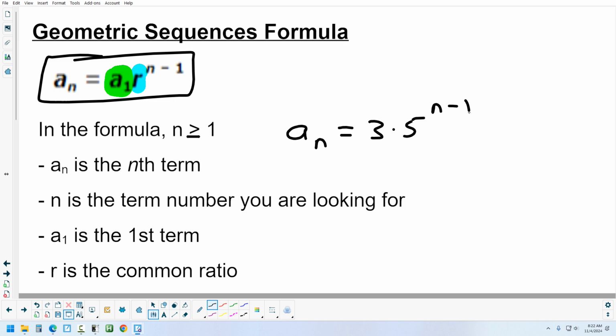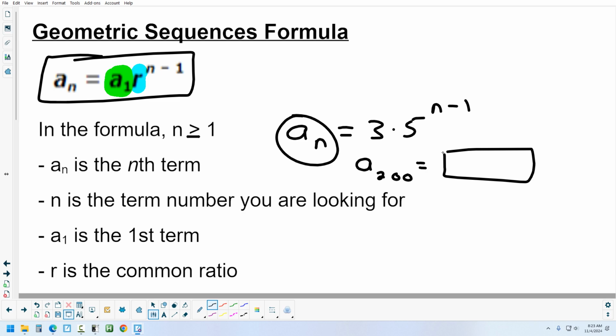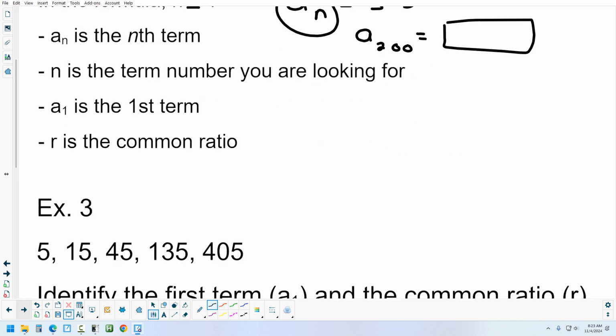And A sub n, this just stands for the nth term. So if you were looking for the 200th term, this is the notation for how you do it. Whatever you put in that box, if you put that next to it, I know that it means the 200th term, because you wrote the symbol for 200: A, and then a 200 a little bit lower. But what's highlighted in green and turquoise there, those are the two important things we need to find. Okay, so let's see if we can do that on this one.